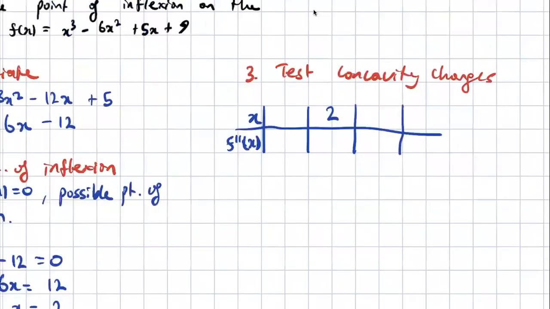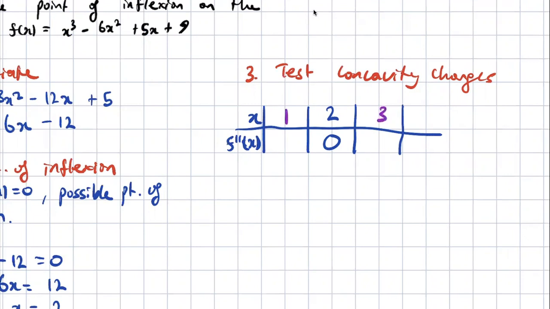We know when we put x equals 2 into the second derivative, we end up with 0. So that's fine. Now what we want to do is test points that are close to either side of x equals 2 and that don't go over any other stationary points or points of inflection. There's only one point of inflection that we found on this curve. So I'm going to test the points 1 and 3.